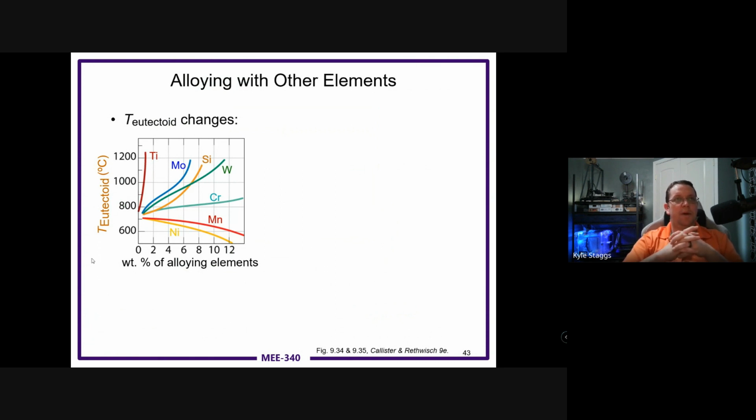Nickel and chrome are often brought in along with molybdenum to give different behaviors. So as we increase in the weight percent of how much of those alloys are present, nickel and magnesium, these two are going to drop the actual eutectoid temperature. So we add titanium, we add molybdenum, silicon, we add tungsten or even chrome, we improve these.